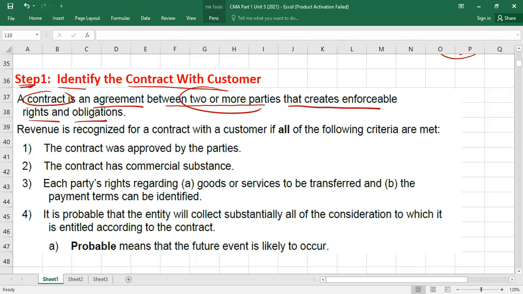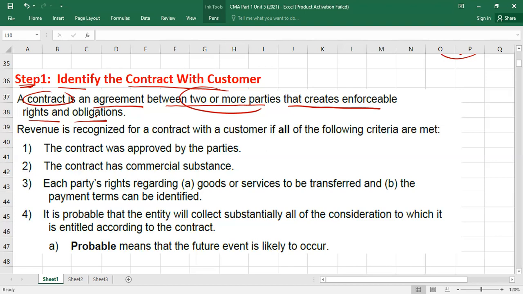What does it mean by enforceable rights? Now you cannot run away from your obligations. You have to sell the chairs. I cannot also run from my obligation. I have to pay. If any one party runs from the contract, if any one party does not fulfill his performance obligation, the other party can go to the court. This is what is called enforceable rights and obligations. It can be taken to the court against the party who is not fulfilling his responsibility. This is the definition of contract. First point you have to remember.